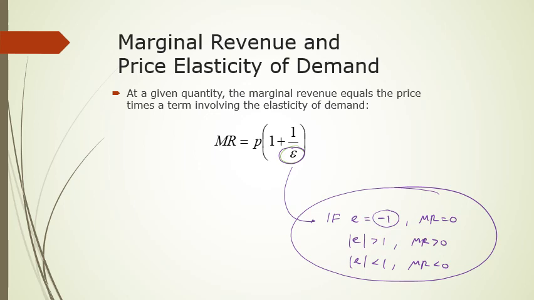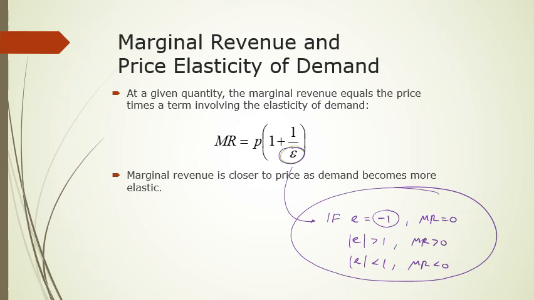And if it's less than 1, we find that it is negative, right? So let's suppose elasticity is less than 1 in absolute value, meaning, say, -0.5. 1 over -0.5 is -2, so we have 1 minus 2 in parentheses. So MR is P times -1.